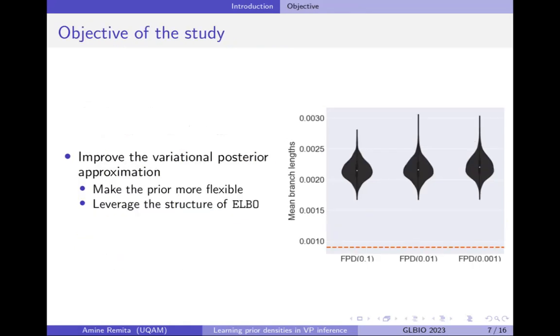So our objective in this study is to find a way to improve the variational posterior approximation by making the prior density more flexible and leveraging the structure and the optimization of the algorithm.